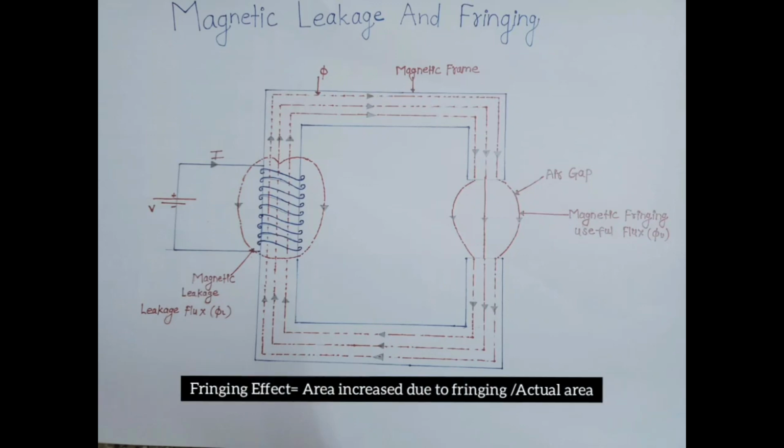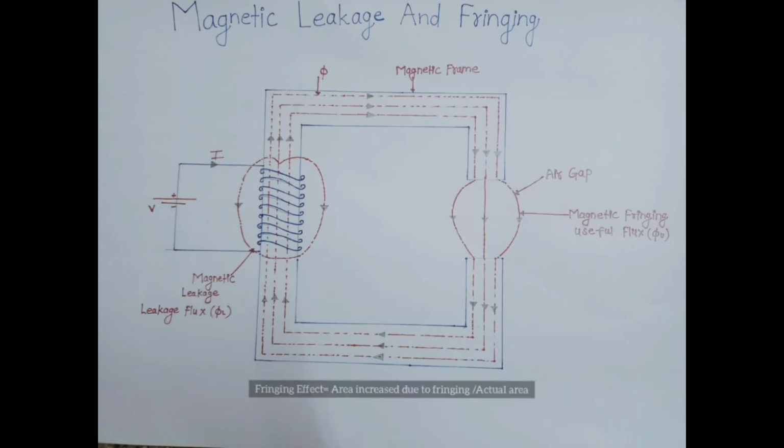Fringing effect is equal to the area increased due to fringing upon the actual area of the magnetic path. Now we see the effects of magnetic fringing. First, due to spreading of flux at the edges of the air gap, the effective cross-sectional area of the air gap increases. Second, due to increased cross-sectional area, flux density in the air gap reduces.